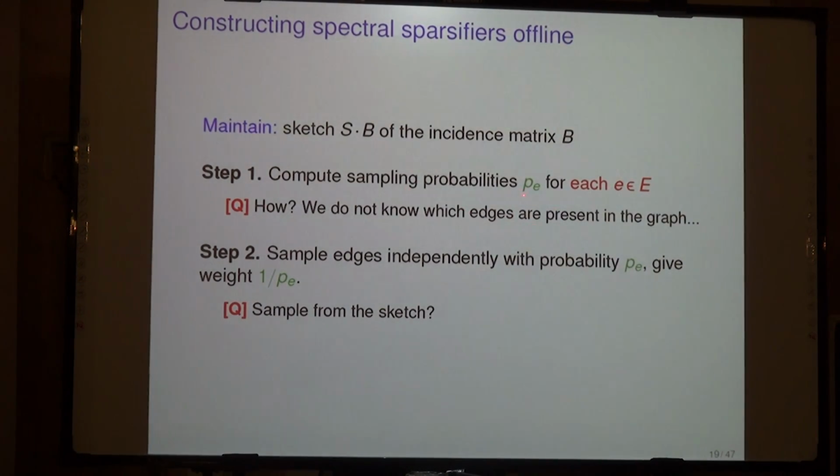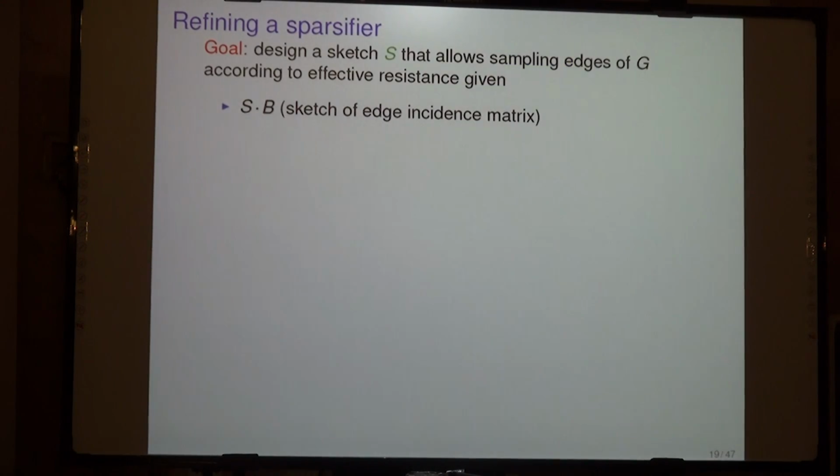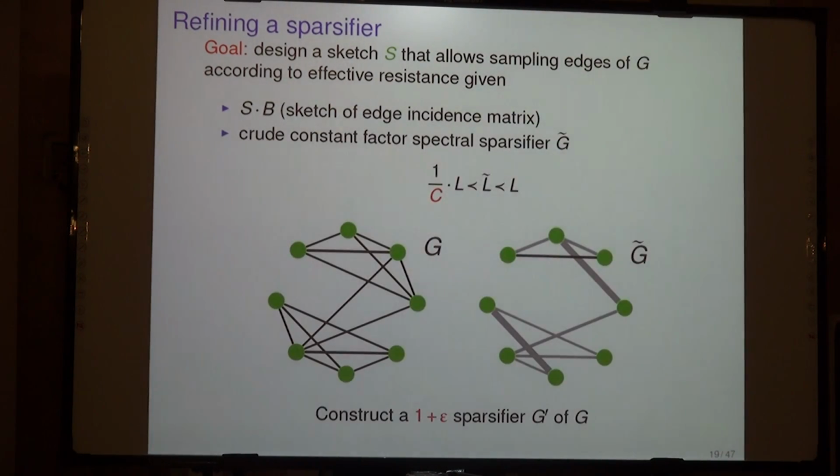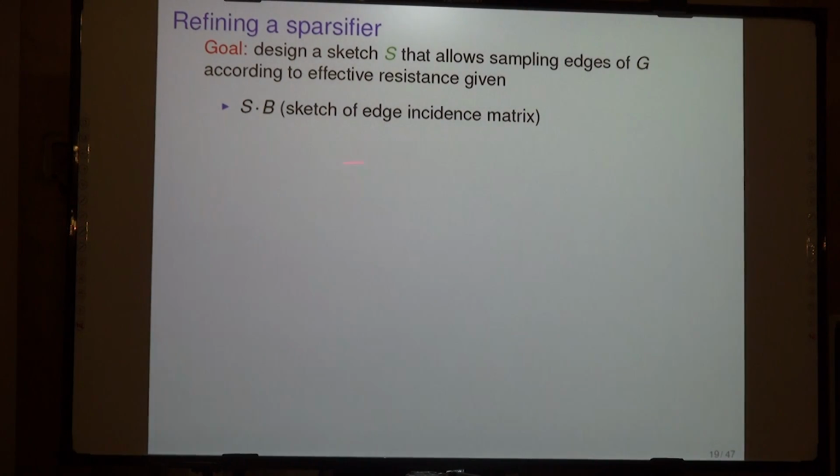The way out is, of course, to note that we don't necessarily have to compute these sampling probabilities for every edge in the graph. All we need is to set up a sampling process that only learns about those edges that have high effective resistance and only learns about a sample of the edges with low effective resistance. So for instance, if I have a complete graph, I don't really need to know which edges are in. I need to know about a sample. Good. So we want to design this sketch S that allows us to sample edges of G according to effective resistance from the sketch. And this is a non-trivial problem.